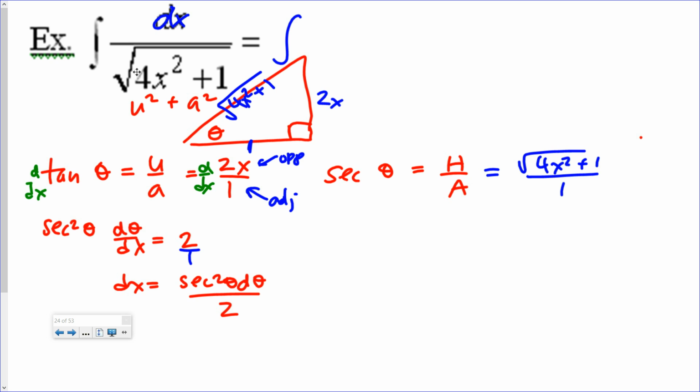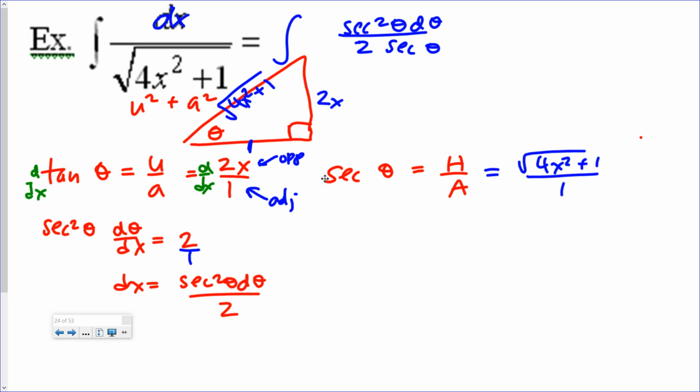So let's see what dx is. dx is secant squared theta d theta over 2. That's my dx. What's this square root of 4x squared plus 1 equal to in terms of theta? Secant theta. I have it right here, right? This would be times secant theta. And I think I've plugged everything in here.